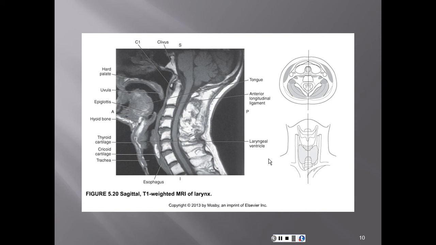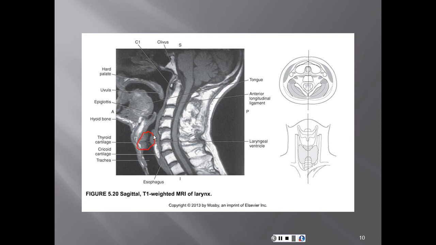Sagittal T1 weighted MRI of the larynx. Here you want to identify the thyroid cartilage. It's pointed out for you, but you want to be readily able to identify the thyroid cartilage and the laryngeal ventricle right there. So if you are wondering where's the voice box, the voice box is actually the beginning or the orifice to the larynx.